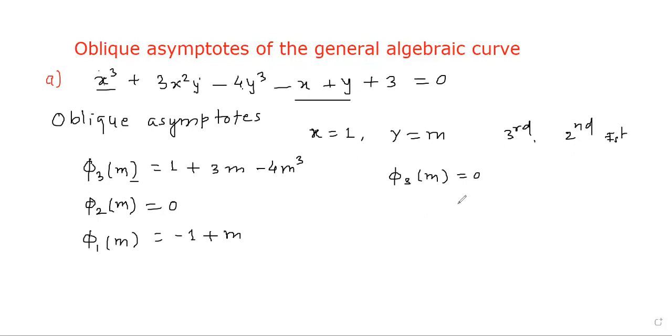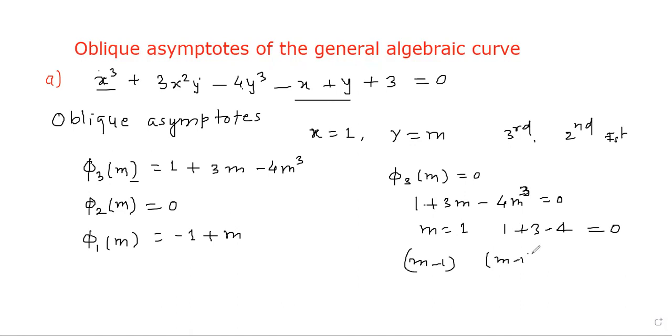And they will represent the slopes of the asymptotes. So here phi 3m equal to 0, that is 1 plus 3m minus 4m cube equal to 0. If we apply the guess method here, and put m equal to 1, we will get 1 plus 3 minus 4, so this will be 0. It means m equal to 1 is one root. So we can find another root. Let's write m minus 1, because highest power is 3, m minus 1 times a quadratic equal to 0.